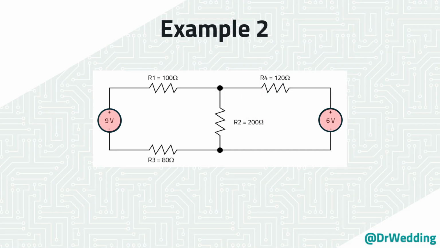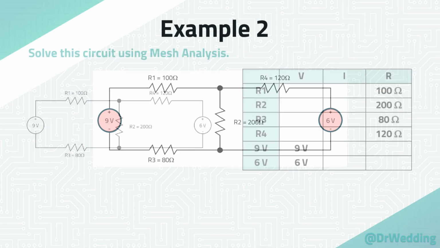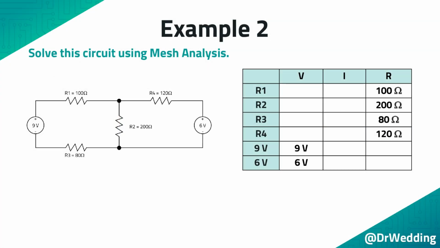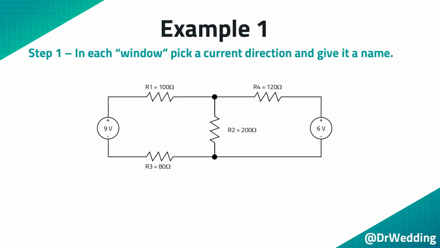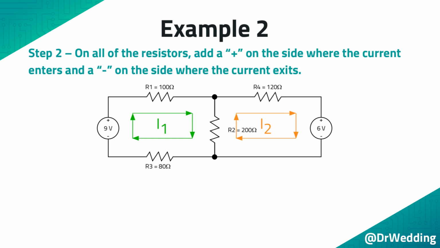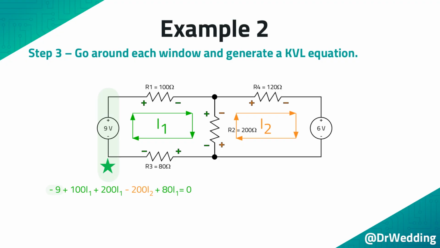Here is example 2. In this example, the circuit has two voltage supplies. As always, start by creating a table. Step 1. In each window, pick a current direction and give it a name. Step 2. On all of the resistors, add a plus sign on the side where the current enters and a minus sign on the side where the current exits. Step 3. Go around each window and generate a KVL equation. This is done the same way as it was done in the previous examples.